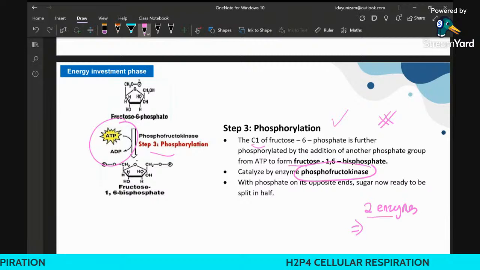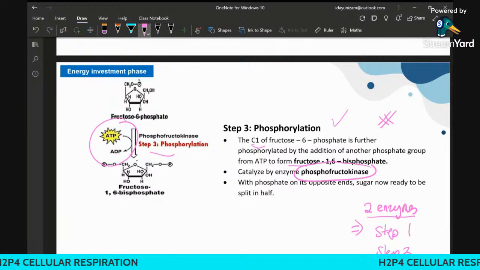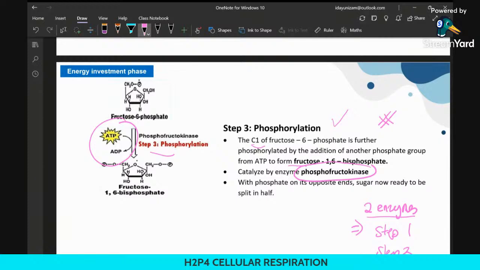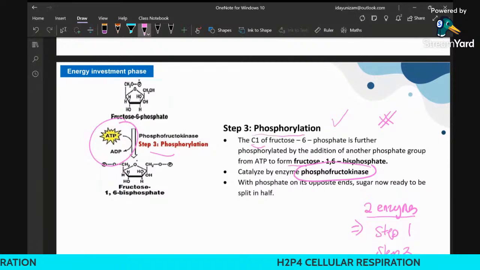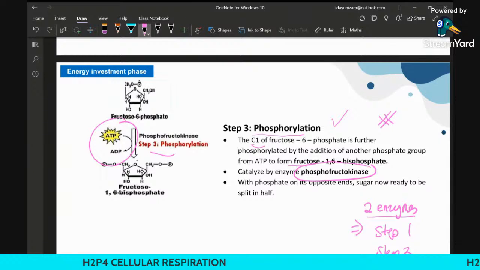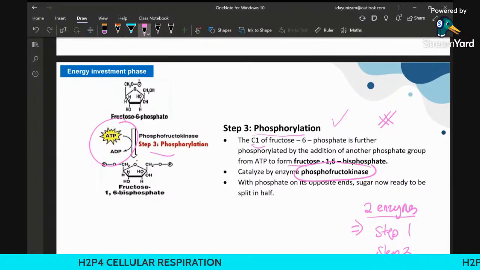The 2 enzymes you have to memorize are during step 1 and step 3. Come on, class. So what is the name of the enzyme in step 1? Hexokinase. Type in the meeting chat. And step 3 is phosphofructokinase. And both steps have the same process name, class, which is phosphorylation. I want you to respond in the meeting chat: the name of the enzyme during step 1. Come on, class.